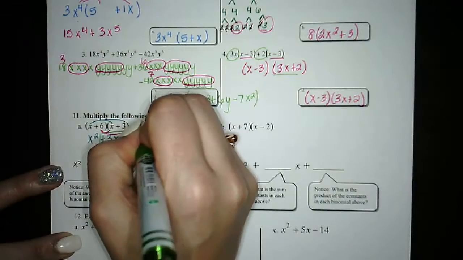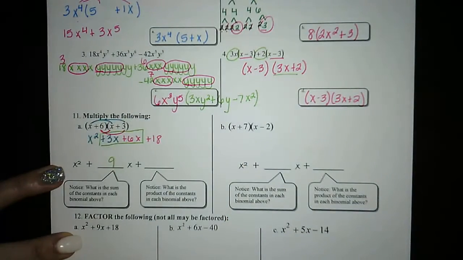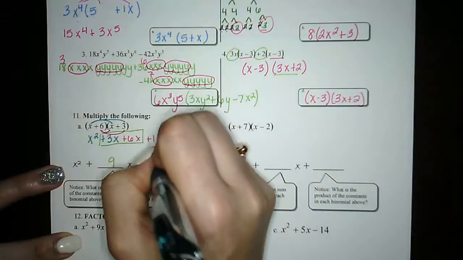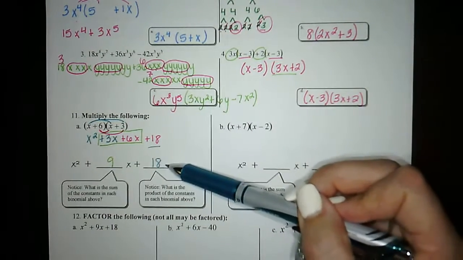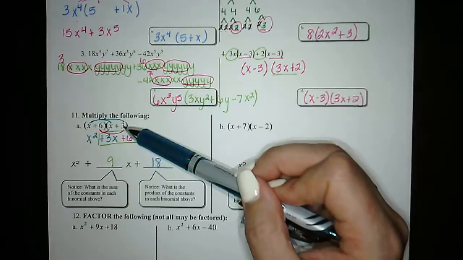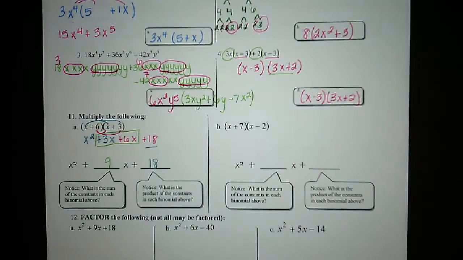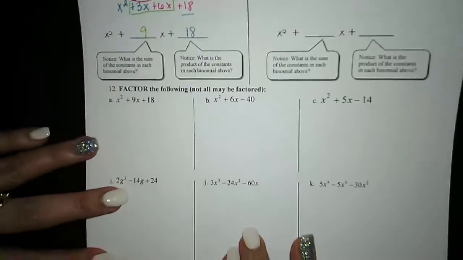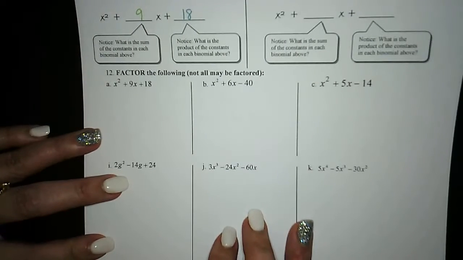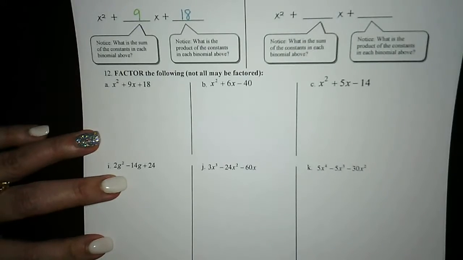When we combine like terms, 3x plus 6x gives us 9x. And our last number is 18. So this is the product of 6 and 3. And 9 is the addition of 6 and 3. So we're going to use that when we factor, which is what we're getting into now. So this is recap of freshman year and first semester factoring.